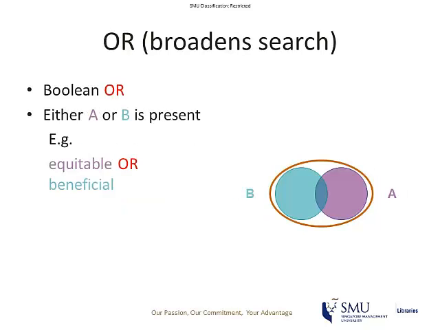The OR operator serves to broaden your search. You will use it when you want to specify alternative keywords or synonyms. For example, entering equitable OR beneficial will retrieve documents that have either the term equitable or beneficial. This function is also useful for abbreviations. If you are looking for cases involving DBS, you may use this to search for DBS OR Development Bank of Singapore.